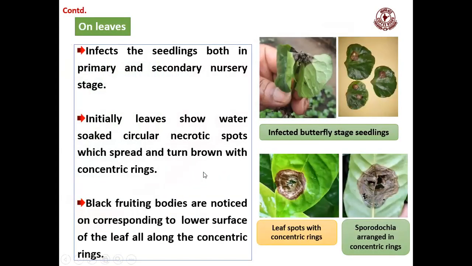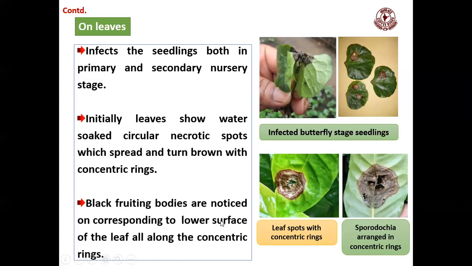And on leaves, here also, both in the primary beds and the secondary beds, the infection takes place. And here you can see the tip apex portion is also getting infected. The leaves and the stem both are infected, and on the cotyledonary leaves, the spots can be seen. Here, the spots will be initially water soaked, and they will spread, forming brown concentric rings, and sometimes they will cover the entire leaf surface.